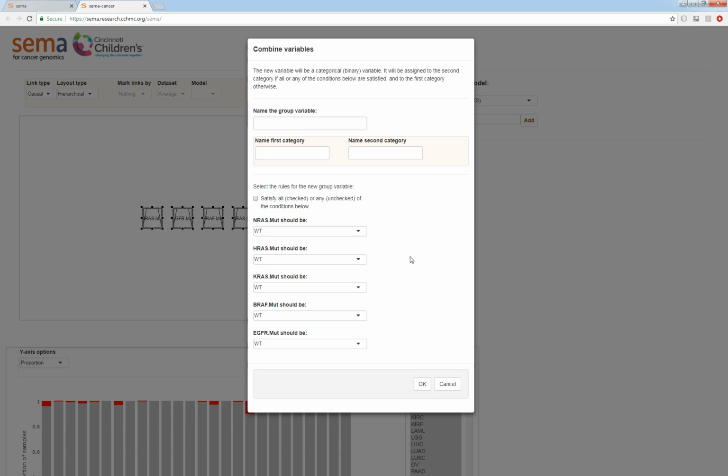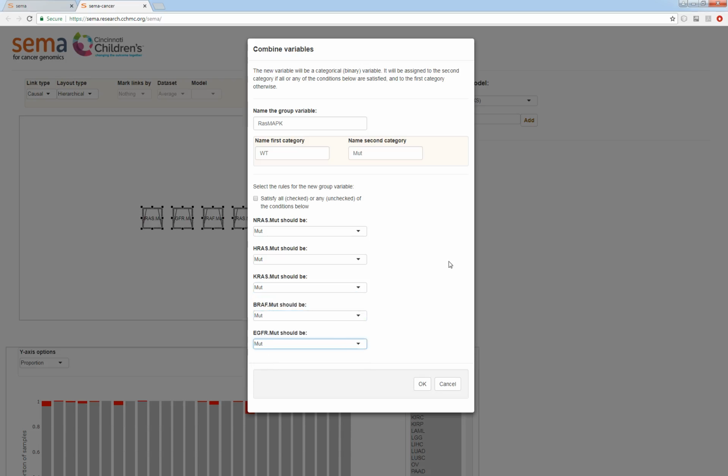So here you can combine these categorical variables. So mutations are categorical variables, right? They're either wild type or mutant. So you can combine them into another categorical variable, which we're gonna name RAS MAPK. In the first category, these are going to be the samples that have none of these mutations, we're going to call them wild type, and those samples that have mutations in any one of these genes, we're going to call them mutants, and we're going to change these to mutants.